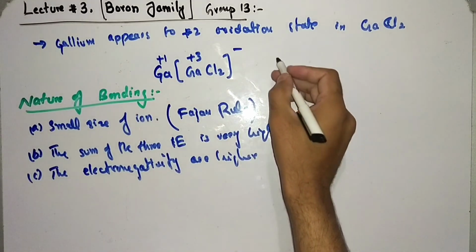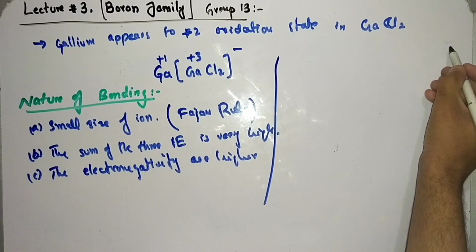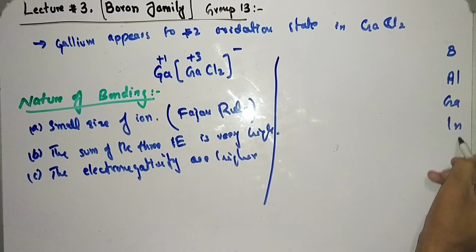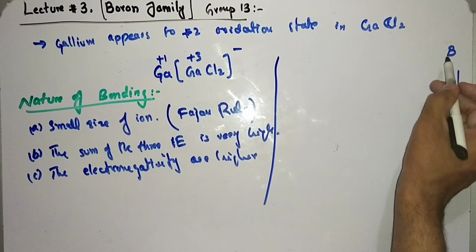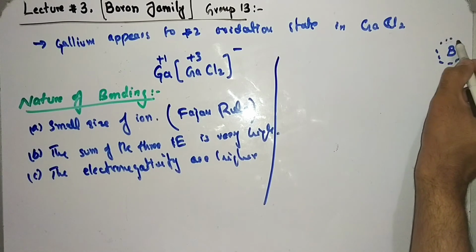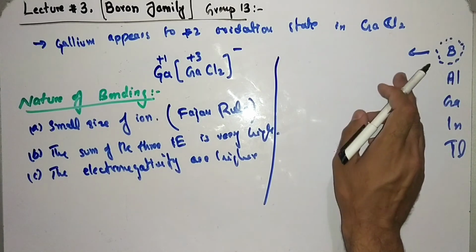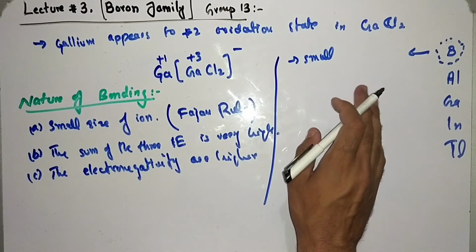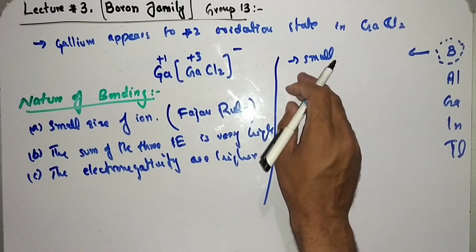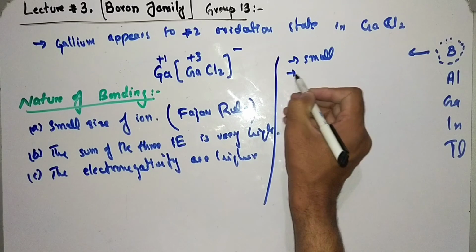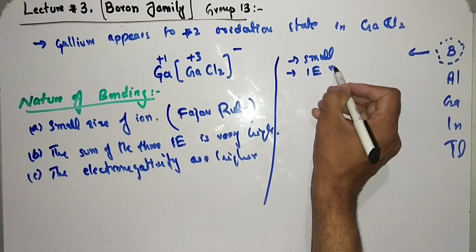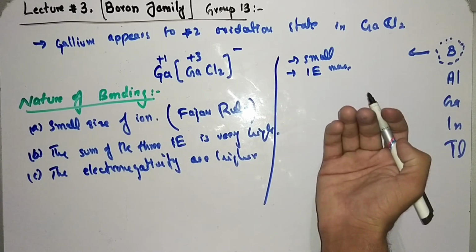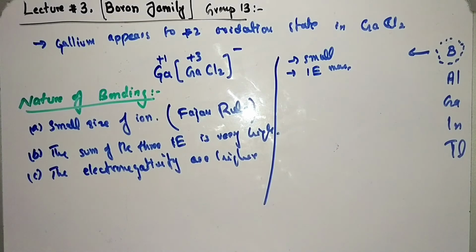So first of all, the boron family: it is boron, aluminium, gallium, indium, and thallium. Now I am talking about boron. Boron is considerably smaller in size than the other members of the same group. Its ionization potential is maximum, because the size is very small. That's why an electron from the outermost shell cannot be easily removed; it will need very high energy, which is called ionization energy.